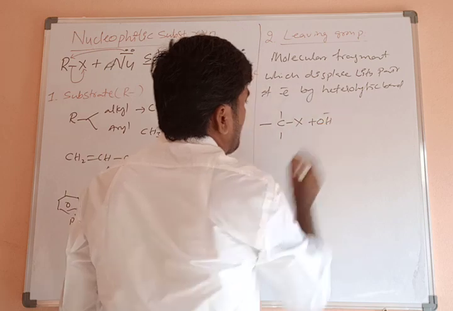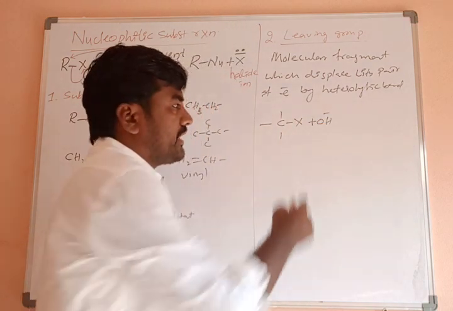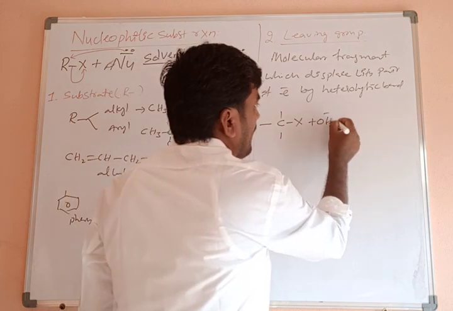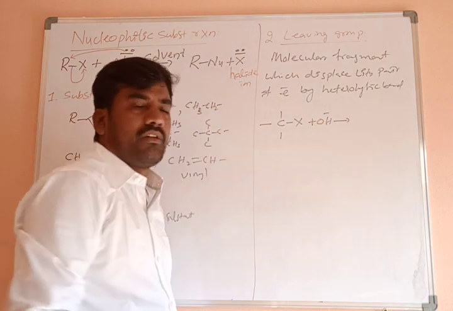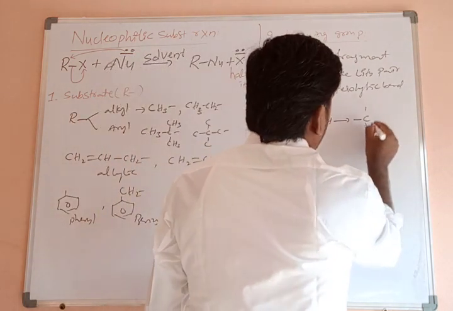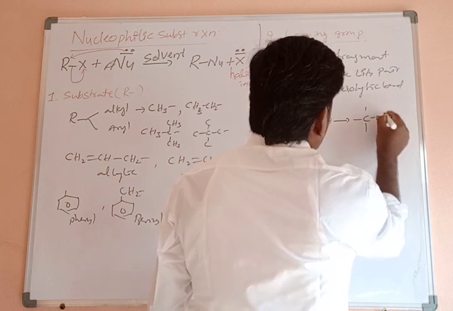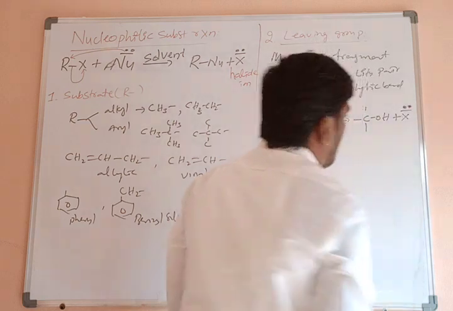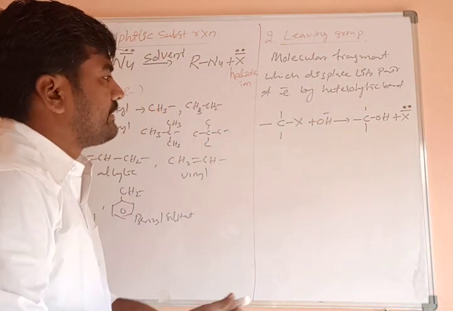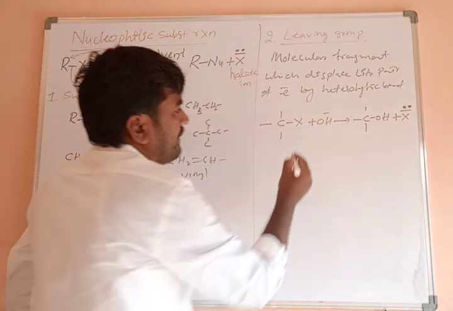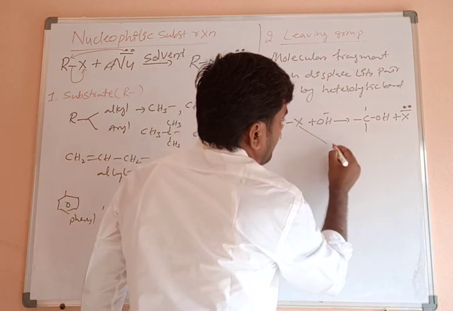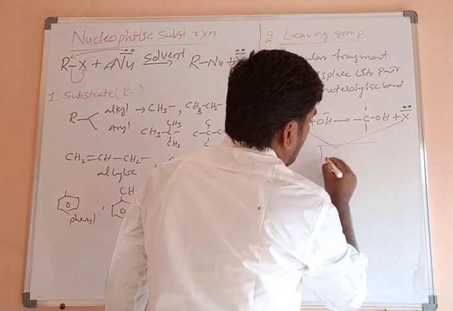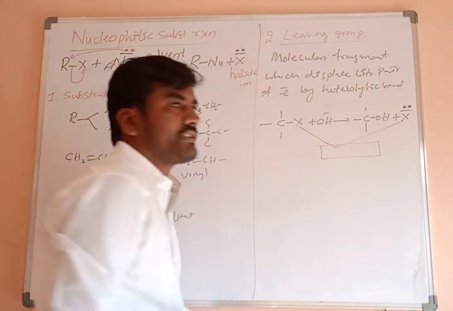For example, OH minus is attacking the partially positively charged carbon atom. At the same time, the halogen leaves the substrate, and we will get X minus, which means a halide ion will form. In this reaction, this X is called the leaving group. It leaves the substrate.